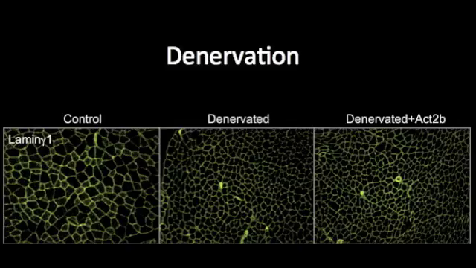These images show the laminin gamma-1 stained TA muscle fibers in the denervation phase. As seen in the pictures, there is no visual difference between the denervated and the denervated plus ACT2B, but the control muscle fibers are much larger than both of the others.